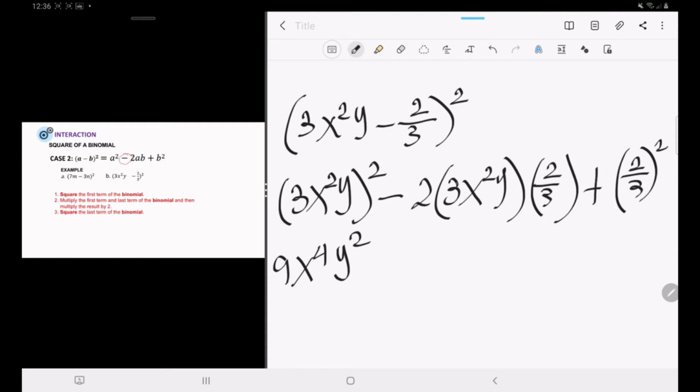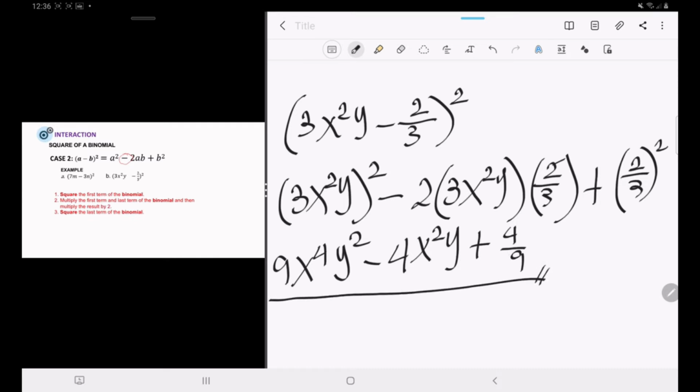2 times 3 is 6, times 2 is 12, divided by 3 is 4. So this is minus 4 times x squared y. And then square of 2/3 is, so that's plus 4 over 9. So the product is 9x raised to 4y squared minus 4x squared y plus 4 over 9.